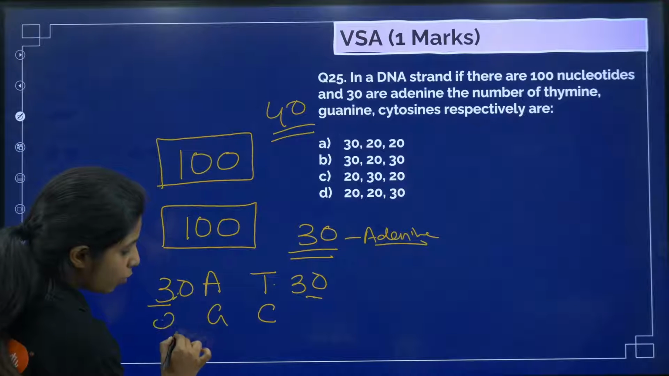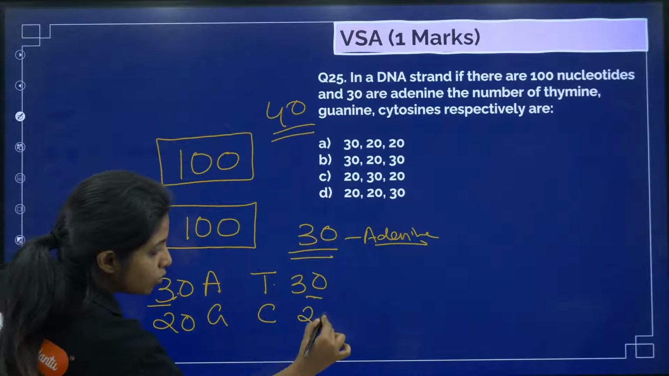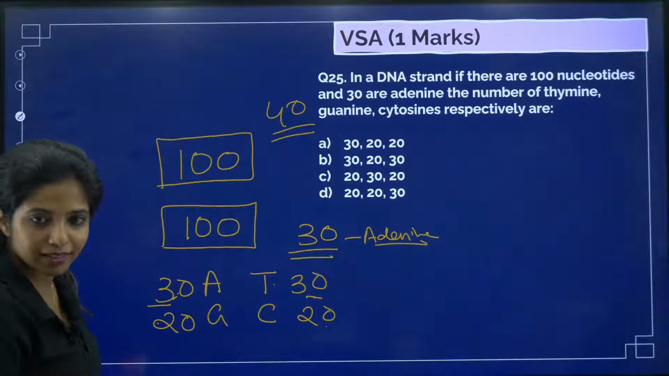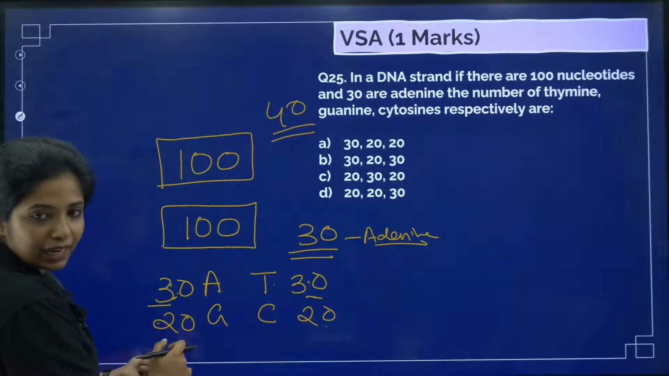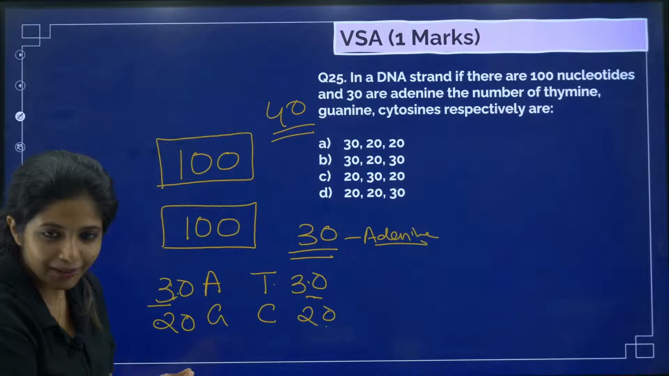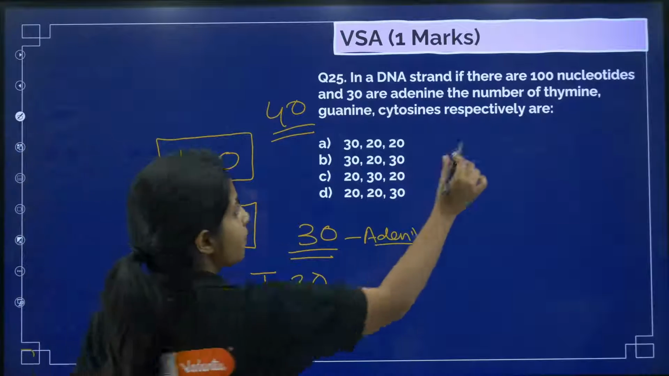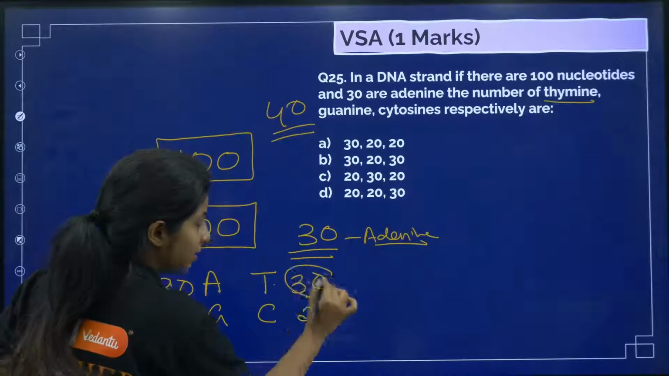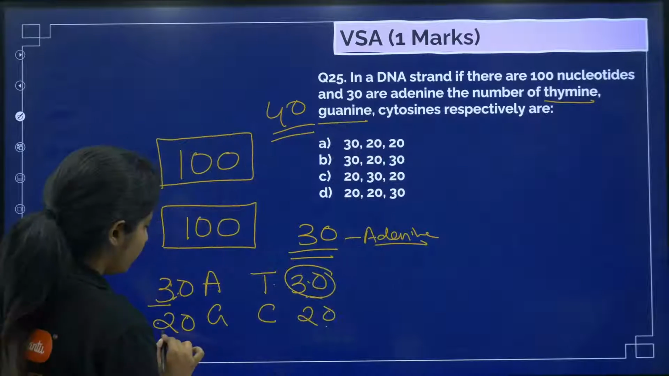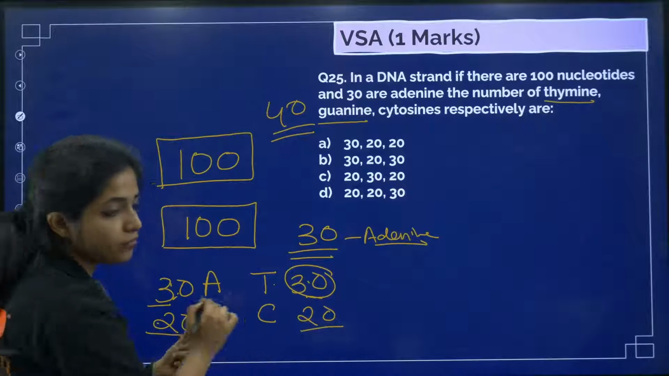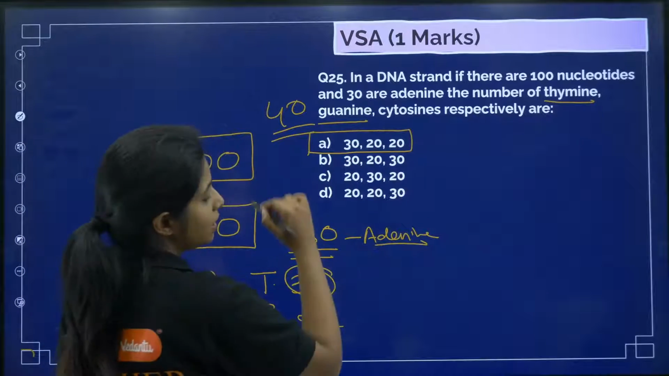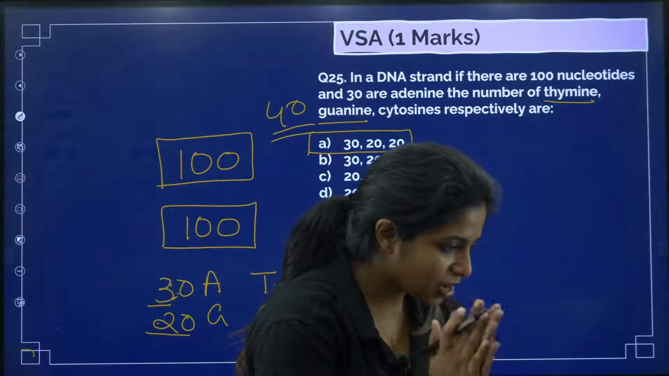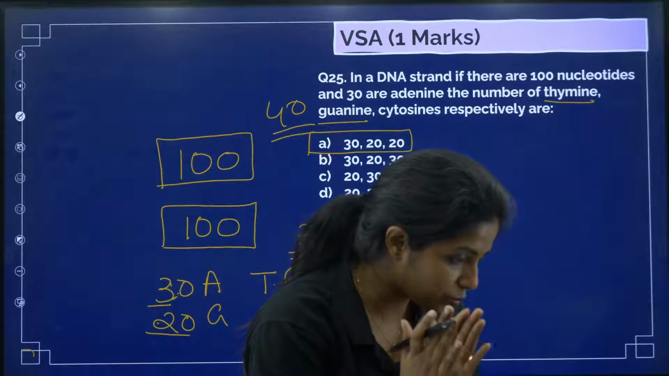So if I say guanine is 20 and cytosine is also 20, can I say 40? So, 30 plus 30, 60, plus 20, 80, plus 20, 100. So, the number of thymine will be 30, the number of guanine will be 20, and the same for cytosine, 20. So, what is your answer? 30, 20, 20. 25A is the answer. And Shaukat Ali was the first one to answer this.